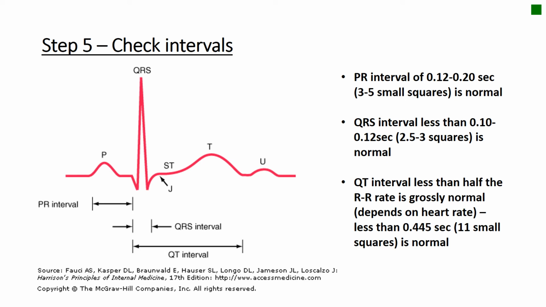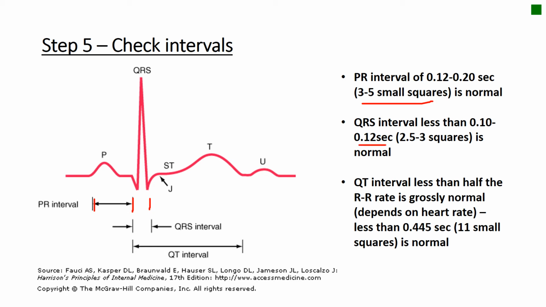The first interval is looking at the PR interval, which is the start of the P wave to the start of the QRS complex, and that usually measures 3 to 5 small squares, which is equivalent to 0.12 to 0.2 of a second. The QRS complex relates to the start of the QRS to the end, which is start of the Q wave, sorry, to the end of the S wave, and that's about 2.5 to 3 small squares, which is about 0.12 of a second.